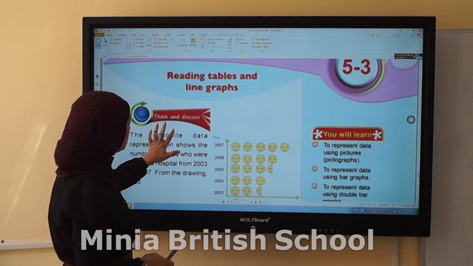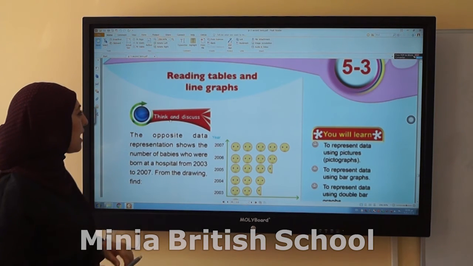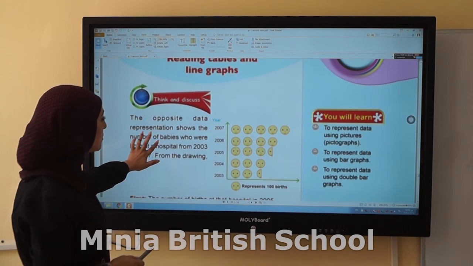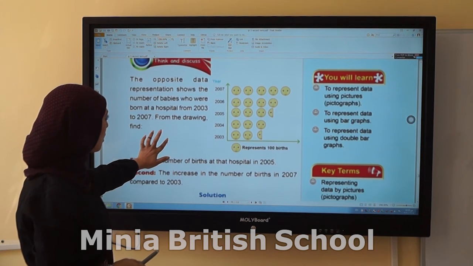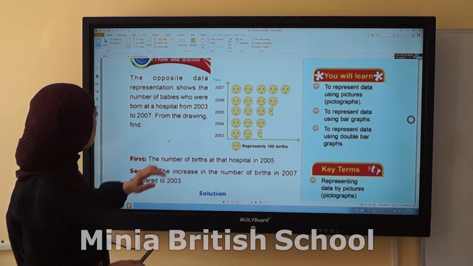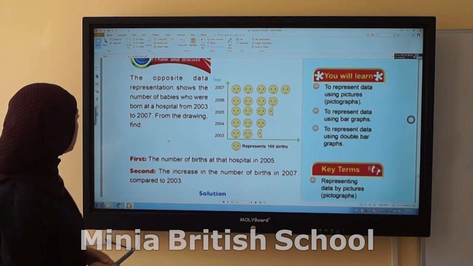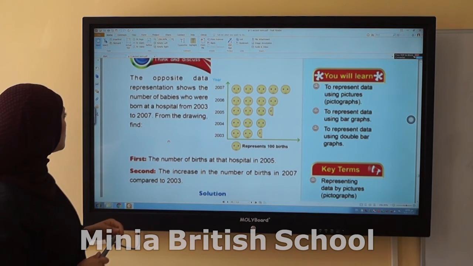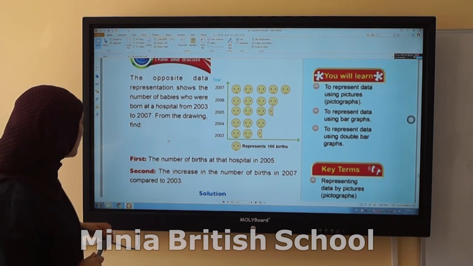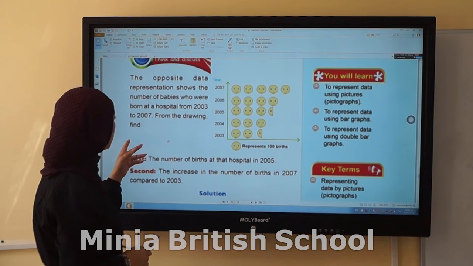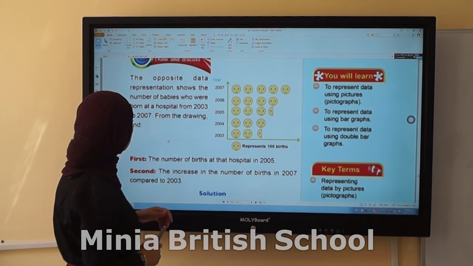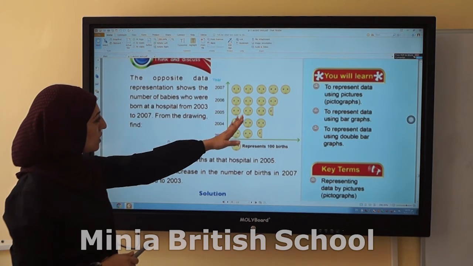In this lesson, reading tables and line graphs. How can I read a graph, any graph or table? Here, the opposite data representation shows the number of babies who were born at the hospital from 2003 to 2007 from the Growing Farm. Okay, here is the graph.